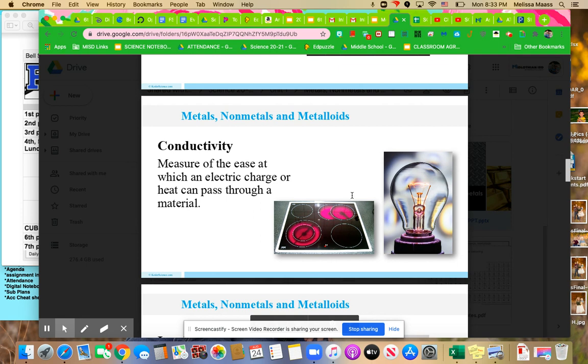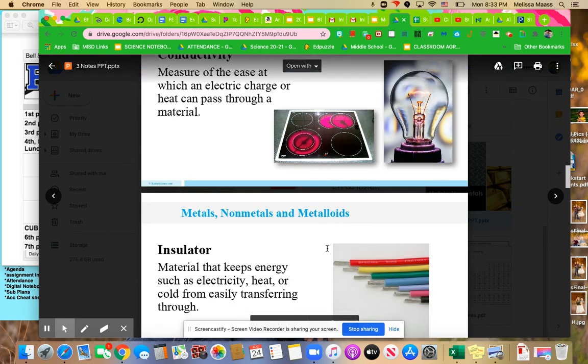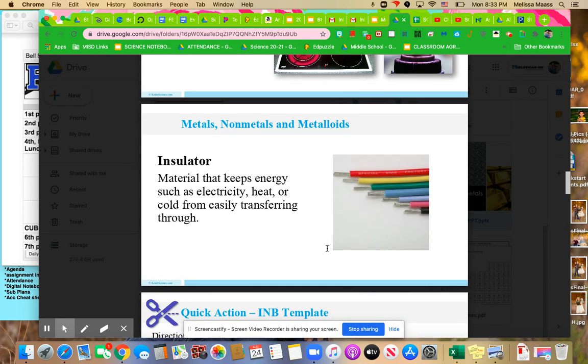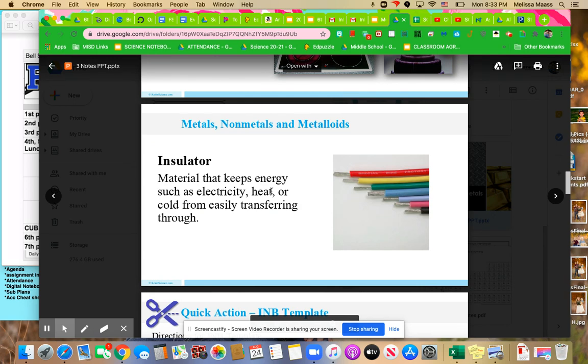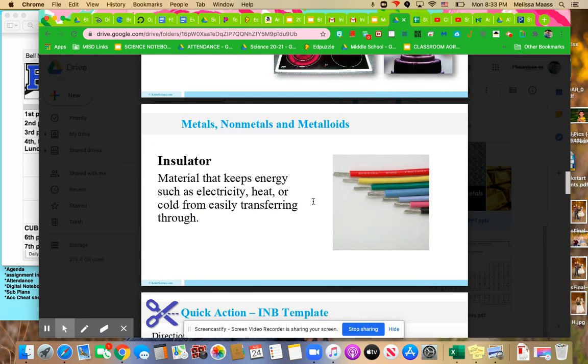Conductivity is how well something like heat can pass through a material. It's going to make an electrical charge. A light bulb and the top of a stove are great examples. An insulator is a material that keeps energy such as electricity, heat, or cold from easily transferring through.